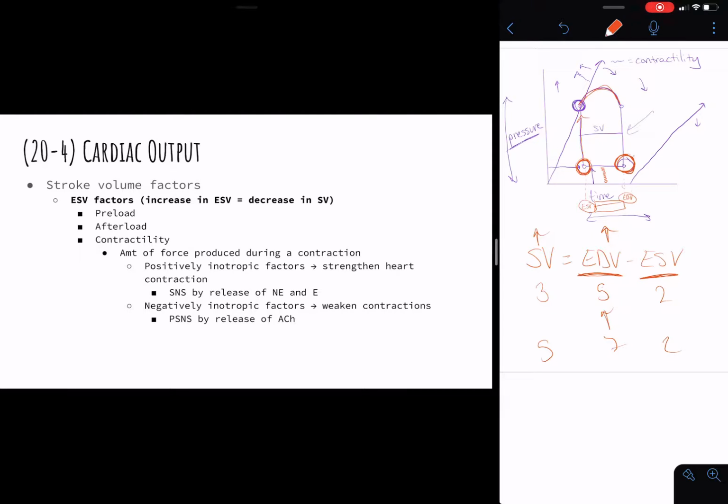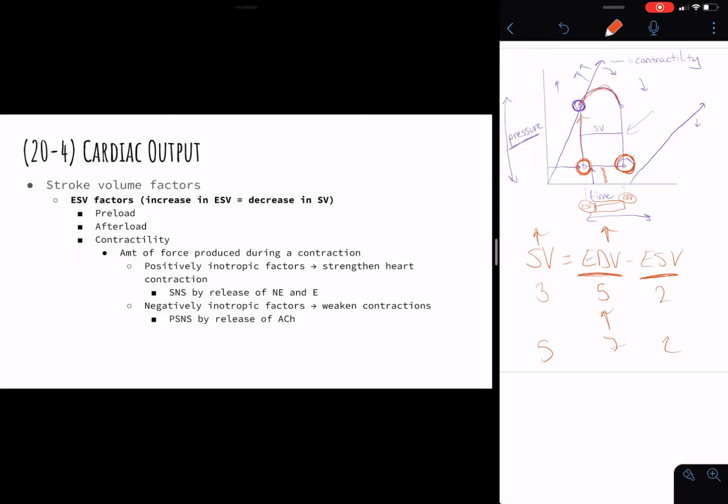So this is going to be the amount of force that's produced during a contraction. So if you increase the amount of sympathetics that go to the heart to increase the contractility, you're going to increase the amount of contractility in the heart. And if you're increasing the amount of contractility, then you're going to decrease the amount of end systolic volume available, which eventually is going to increase the stroke volume.